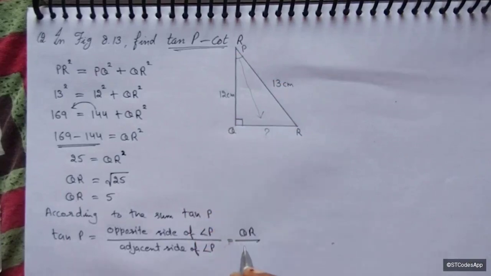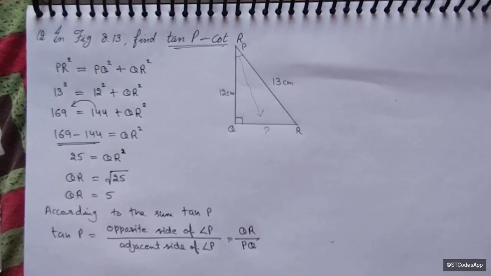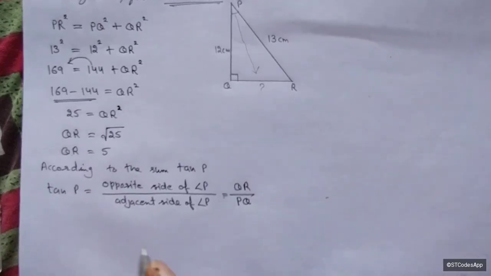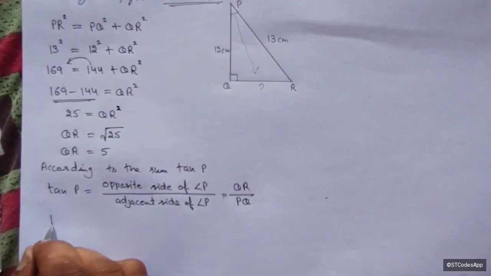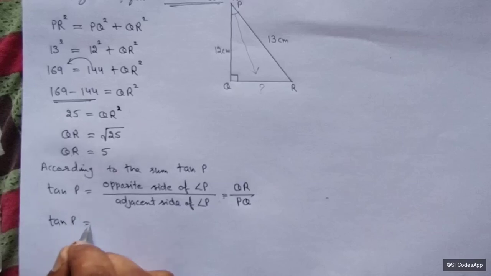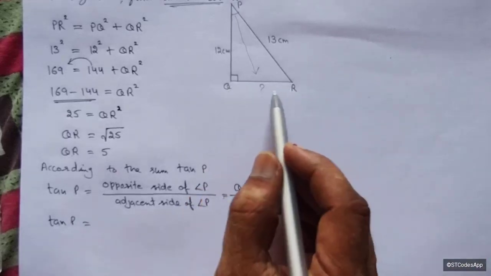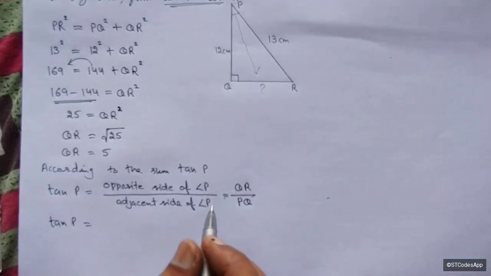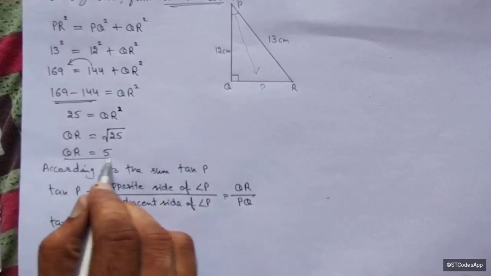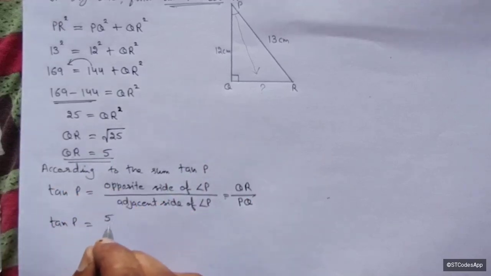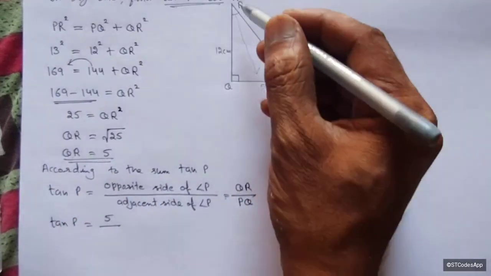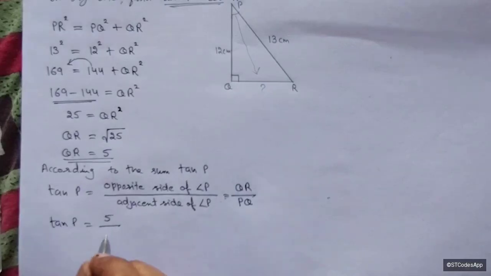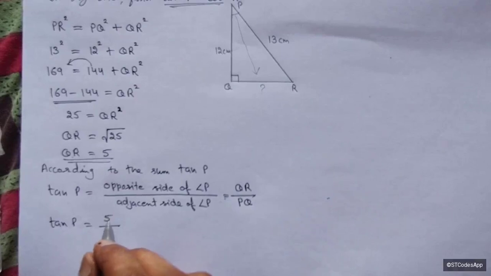So PQ is the adjacent side. Now when we fill in the values, tan P is equal to QR, which we found out as 5 centimeter, divided by PQ, which is 12 centimeter. So tan P is equal to 5 over 12.